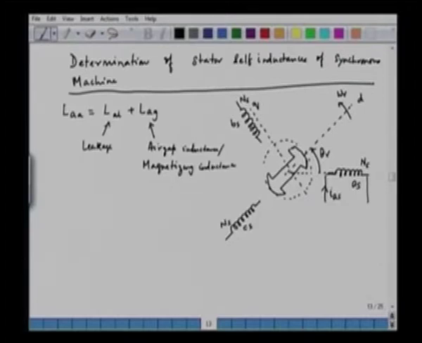And leakage is almost constant. The leakage is independent of the rotor position. So, we can assume that leakage remains constant. So, this part will remain constant, this part will be a function of the rotor position theta r. So, you would like to evaluate what is LAG.